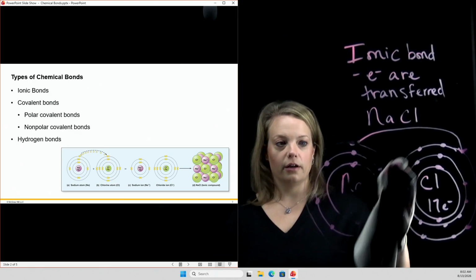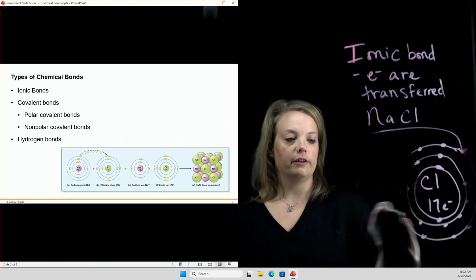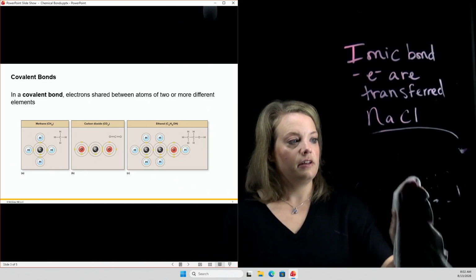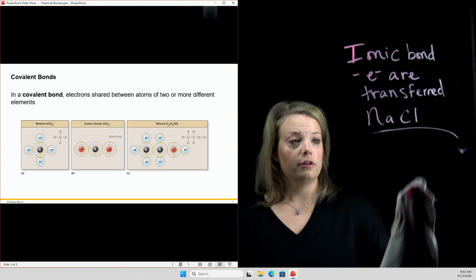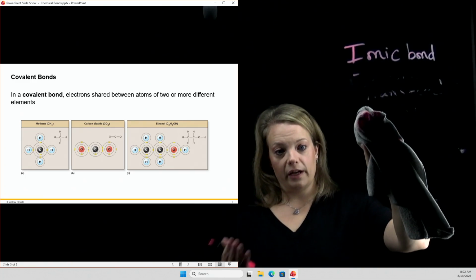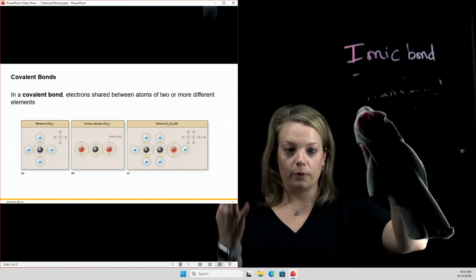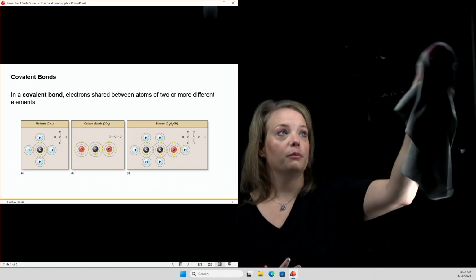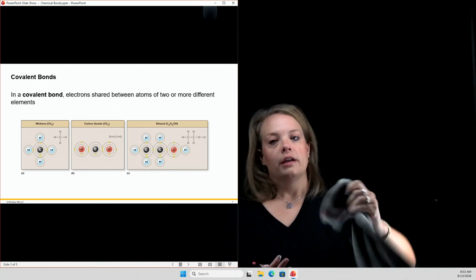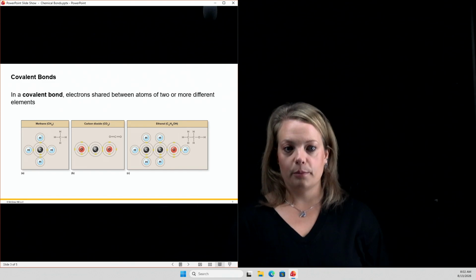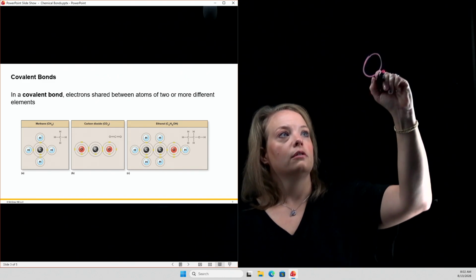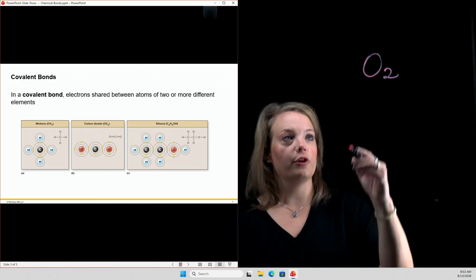Another major type of chemical bond are covalent bonds. In a covalent bond, electrons are shared between atoms. So rather than electrons being transferred from one atom to the next, those electrons are now going to orbit around multiple atoms. And one example of a covalent bond is O2. So this is the oxygen that we breathe.